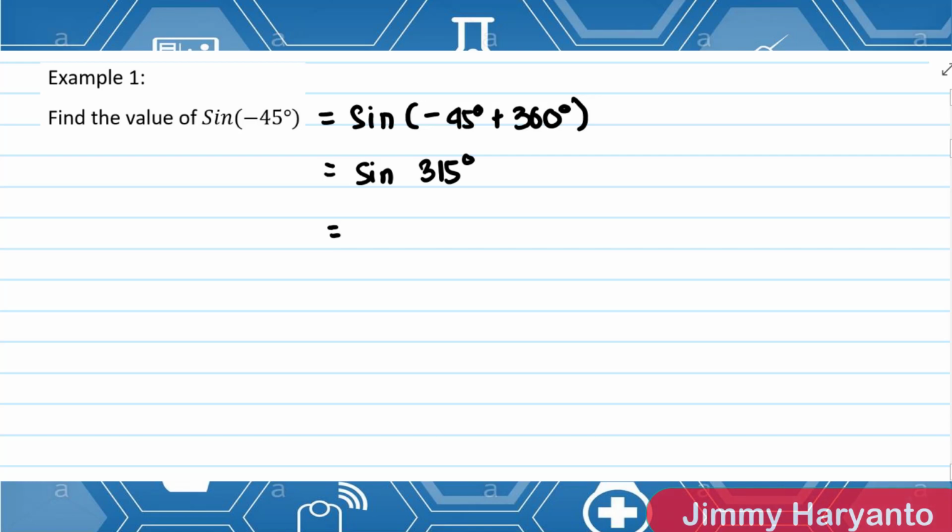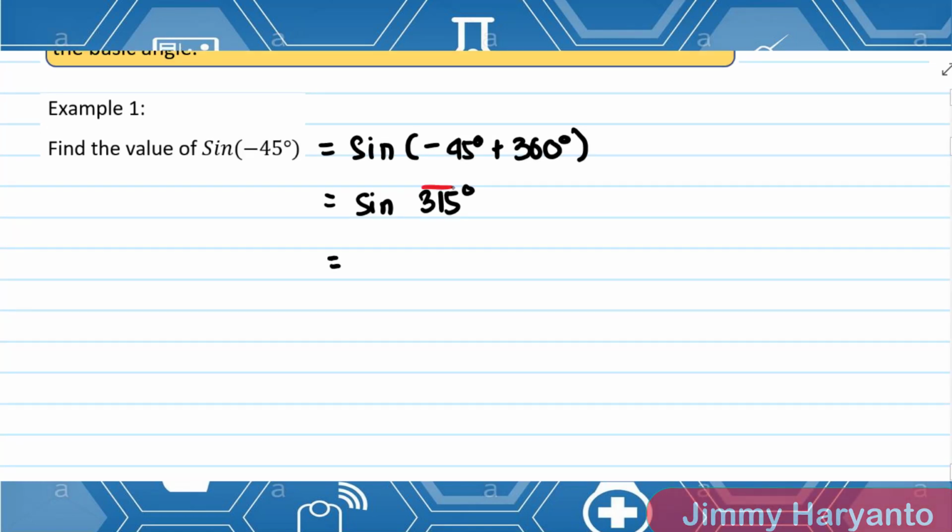Sine 315 degrees means that it is in quadrant 4. Sine in quadrant 4 is negative, and then use the normal benchmark, 360 minus 315, sine 45. Sine 45 equals negative half square root of 2. There you go. Easy, right?